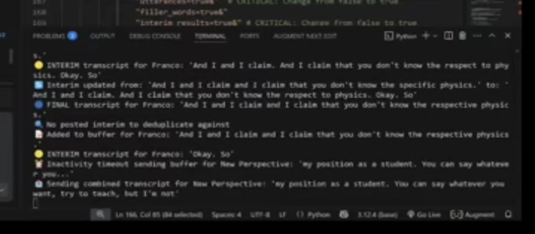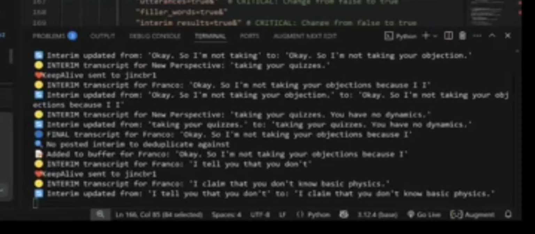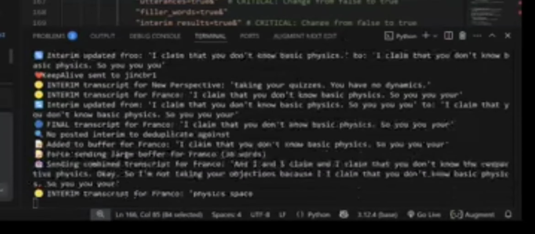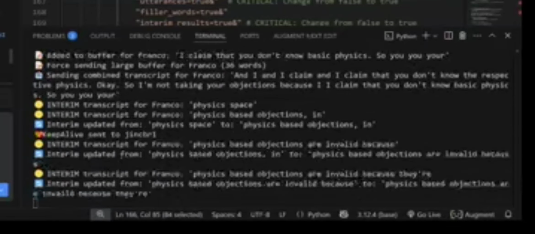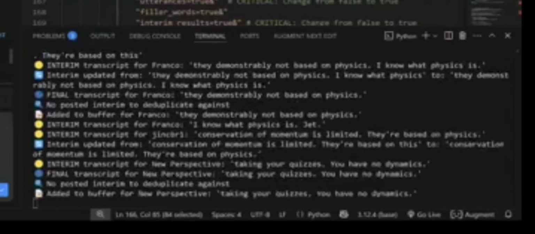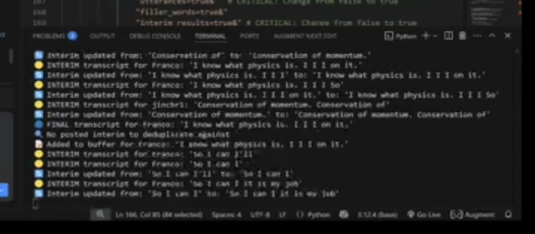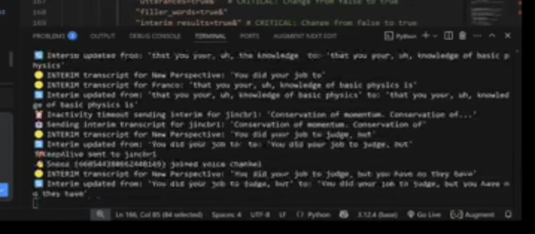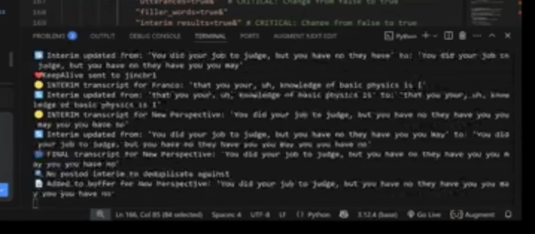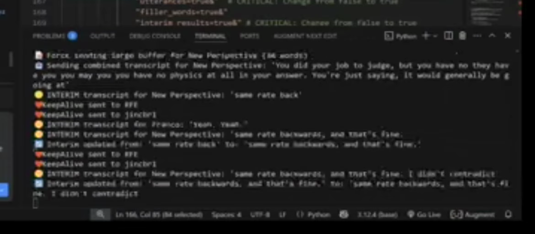I'm not taking your dynamics. You have no objections because I claim that you don't know basic physics. So your physics-based objections are invalid because they're demonstrably not based on physics. I know what physics is. Conservation of momentum is so limited. It is my job to judge that your knowledge of basic physics is limited. You have no physics at all in your answer. You're just saying it would generally be going at the same rate backwards, and that's fine. There's nothing I've contradicted myself with.